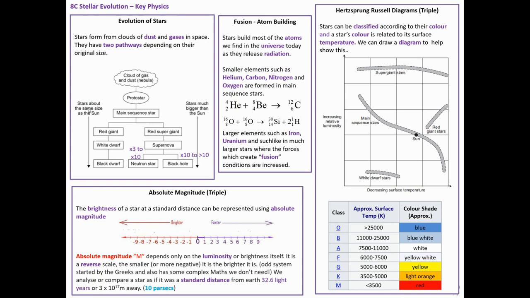Now, here's the big difference. If the star is about the same size as the sun, it eventually becomes a red giant, getting bigger and bigger. In our case, it would then burn everything off our planet. We'd all be dead. And then it would slowly form a white dwarf and eventually a black dwarf and cool down.